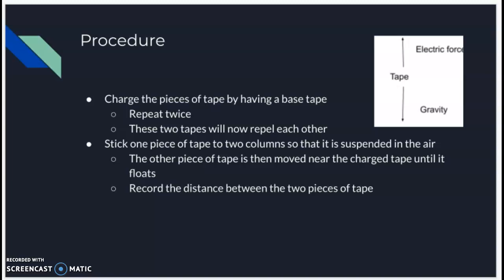We then stuck one of these charged pieces of tape onto two columns so it was suspended, kind of like a suspension bridge. And we moved the other charged piece of tape over it so that it was suspended over that first piece of tape. Now, the two electric fields were the same, meaning they repelled each other, causing it to be suspended. We then recorded the distance between these two pieces of tape just using a ruler, but this was a rough estimate because we didn't want to touch the pieces of tape and affect the electric field in any way.